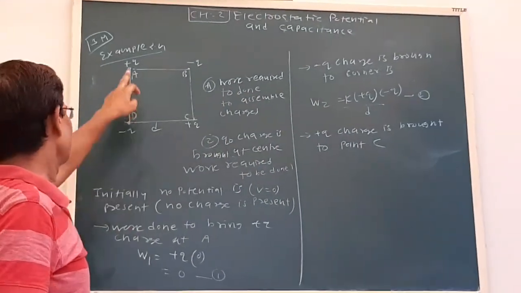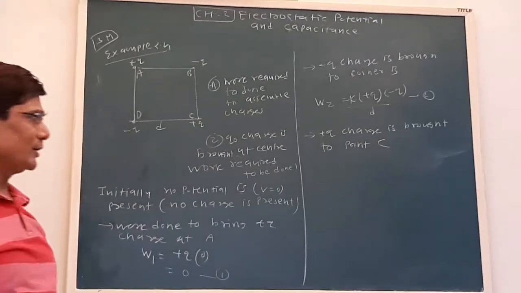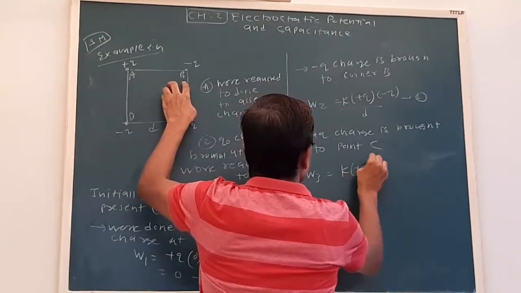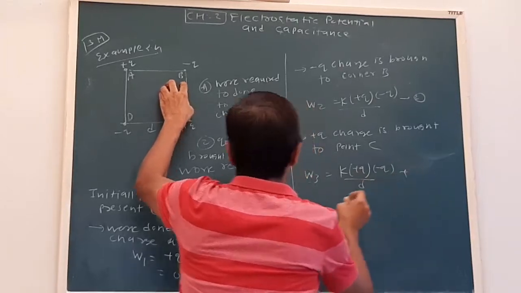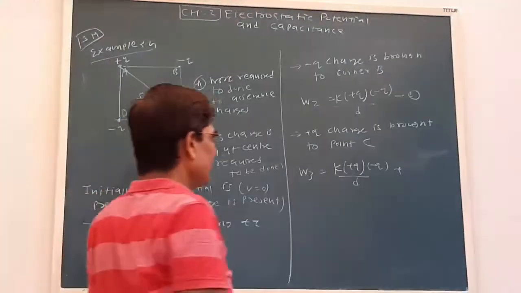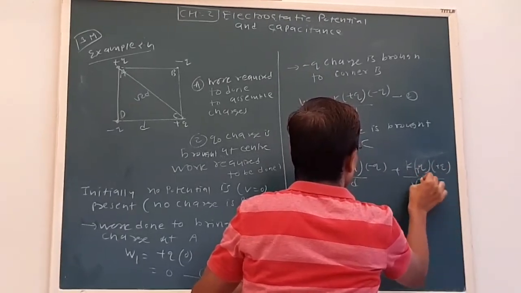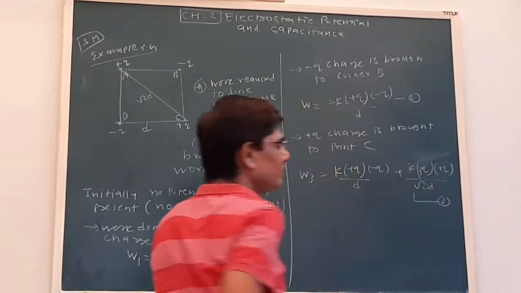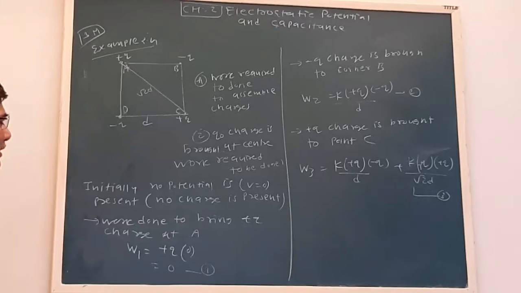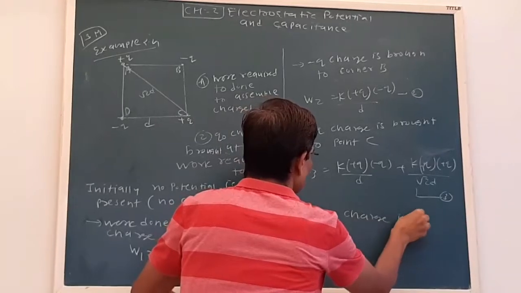Now see what we can see here: the plus Q and minus Q will produce potential. So W3 will be K plus Q minus Q upon D, and what will be the distance between the other two charges? Now we know root 2 D is the diagonal of the square. So that will be K plus Q plus Q upon root 2 D. Now see, in the next step, we bring minus Q charge at point D.